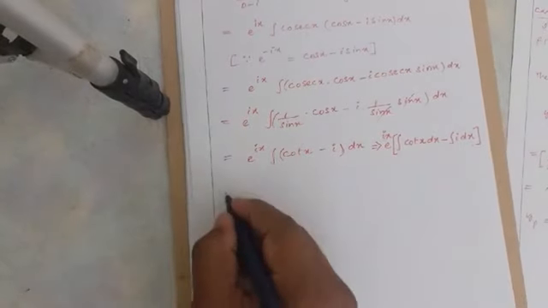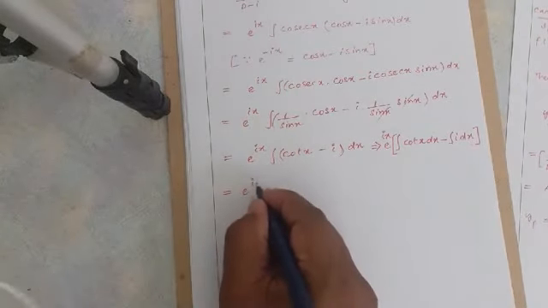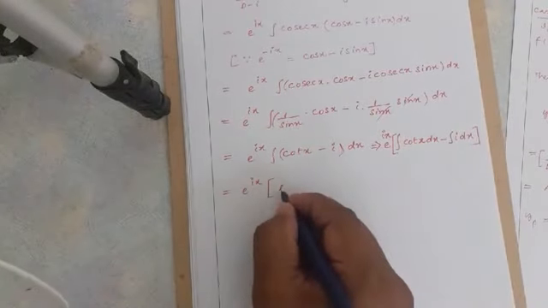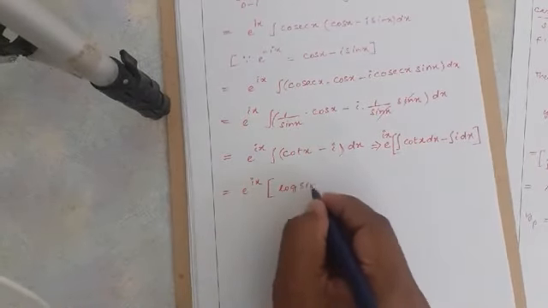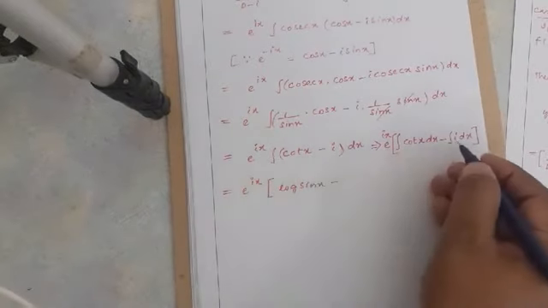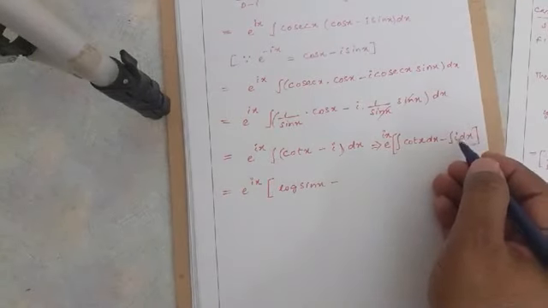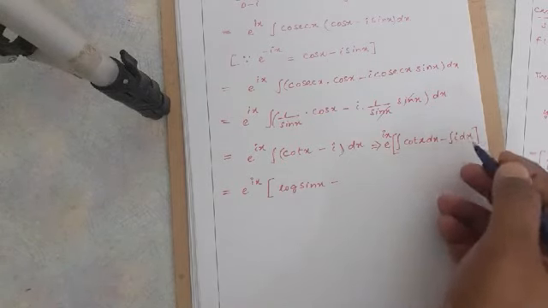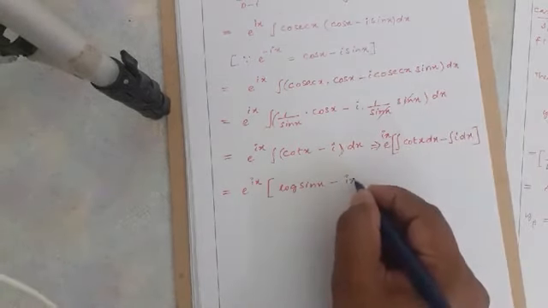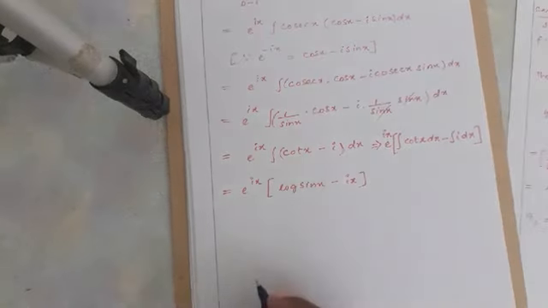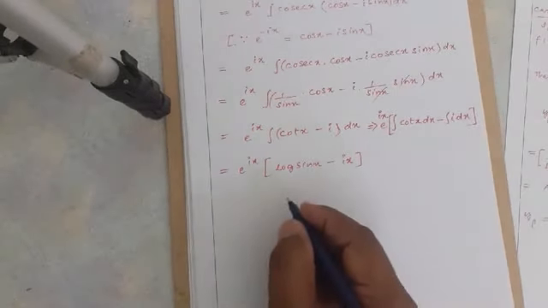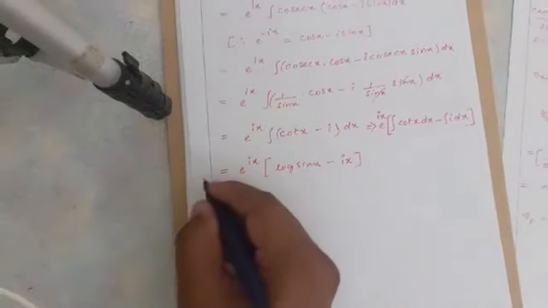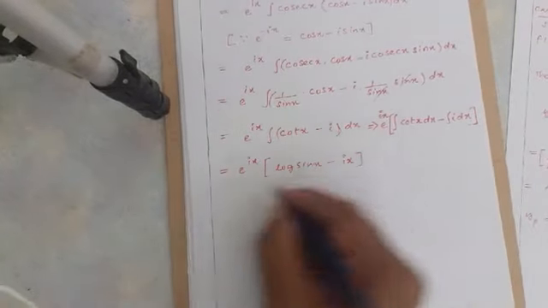Then in the next step you get e power ix. Now integral of cot x is nothing but log sin x, minus, I is constant here, so if you take it outside, integral of 1 dx is x, so I can write ix. So now we replace I with minus I.